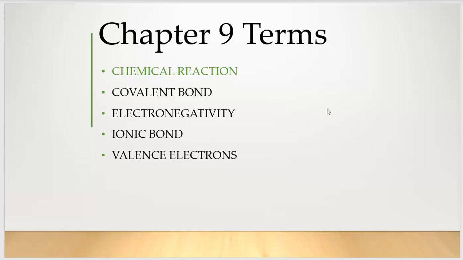The first term that I've chosen for Chapter 9 is chemical reaction. Now, you've probably already seen this. We definitely did some of that in lab. It's important for you to understand the difference between a physical exchange and a chemical exchange. So a chemical reaction is very specific in that it means that bonds were broken or formed.